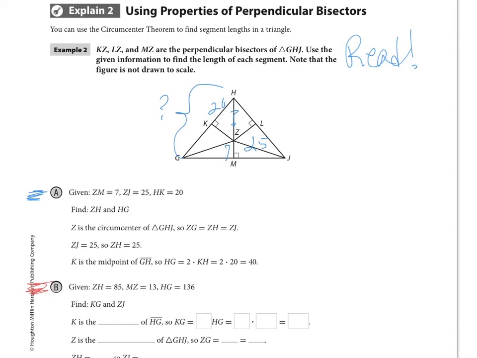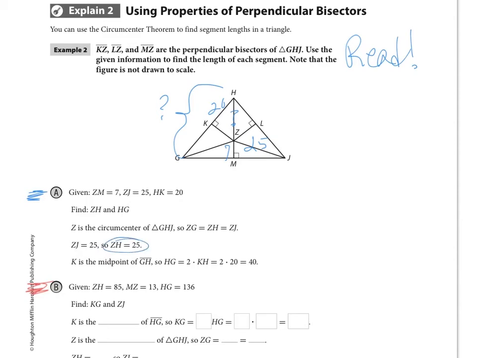As we reason through this, you can see here that if these are all perpendicular bisectors, then Z is the circumcenter. And by the circumcenter theorem, that means that Z is equidistant from all vertices of the triangle. So ZG equals ZH equals ZJ. And since we were given ZJ is 25, then ZH also has to be 25. So there's my answer to the first one.